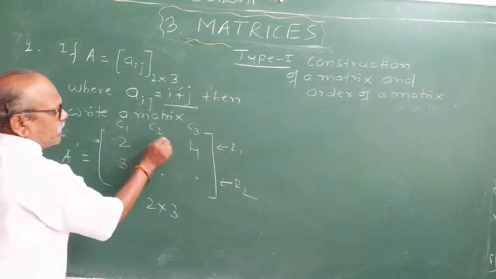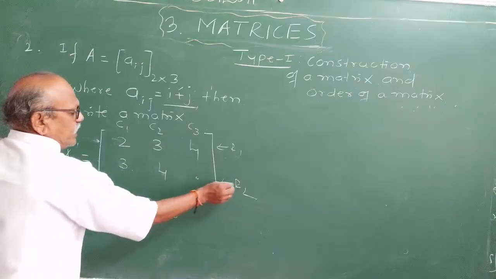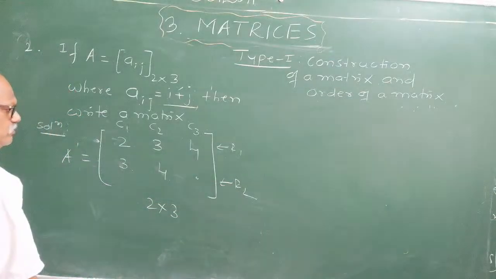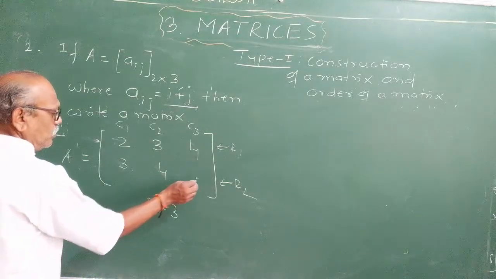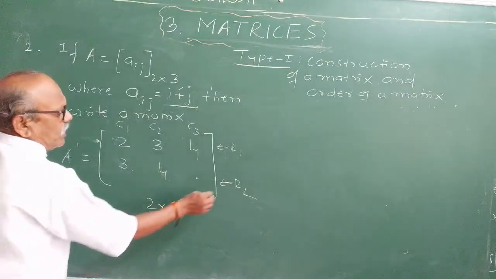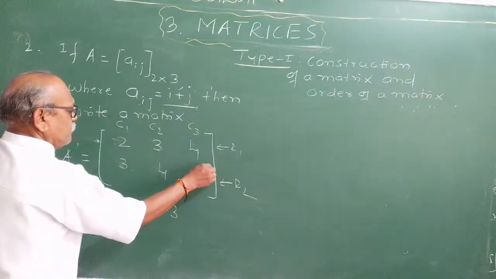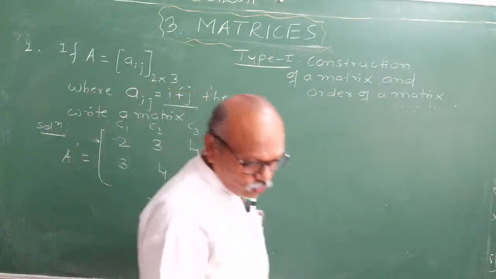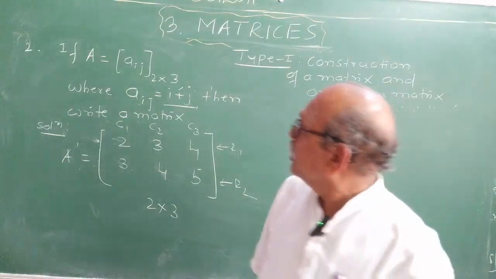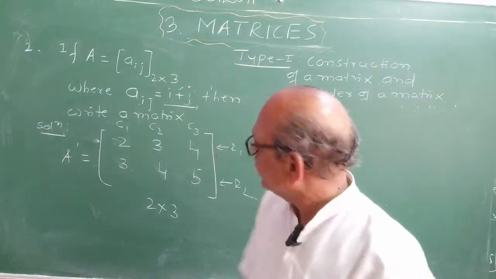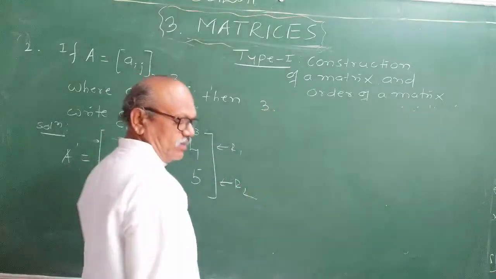Now, what is the row number, column number? 2 plus 2 is 4. Right? It is the second column. What is the row number? The row number is 2, column number is 3. What is the row number plus column number? 2 plus 3 is 5. Therefore, the correct answer is 2, 3, 4 of order 2 by 3. This is the problem. Try another example.